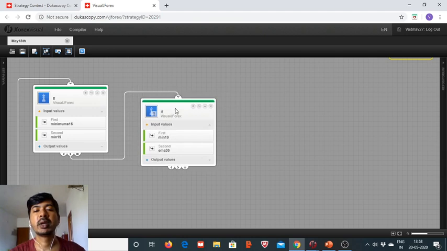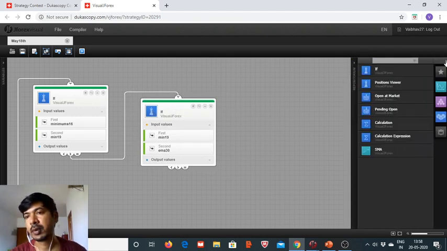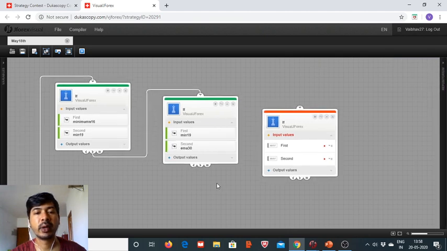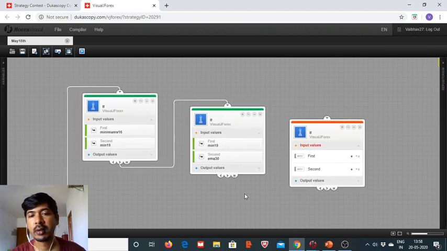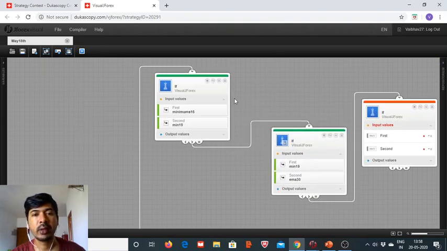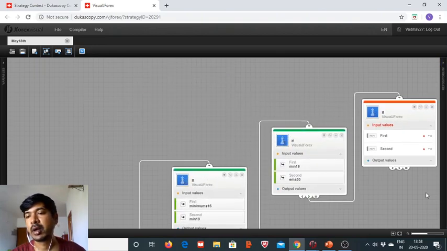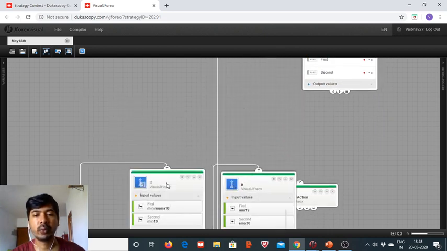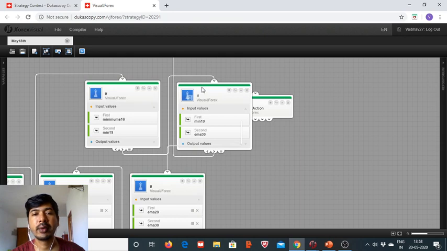Okay, it should be greater. We need another if block, and that would be connected here, and minimum value should be greater than the EMA 30. So we have defined this condition, and now we need to look at the closing level of the last candle.